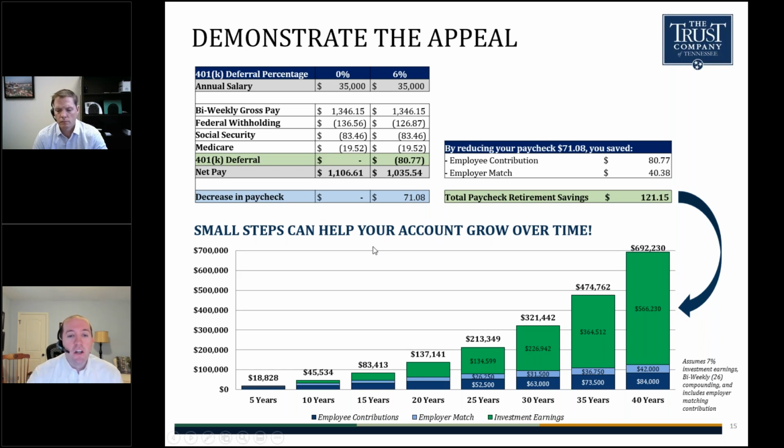If they know that by sacrificing $71 each paycheck, over 40 years it can grow to almost $700,000, we've seen a lot of people say, all right, sign me up, I want to participate right now. So demonstrating that appeal can be a really good way to get people to actually sign up and start participating in the plan.